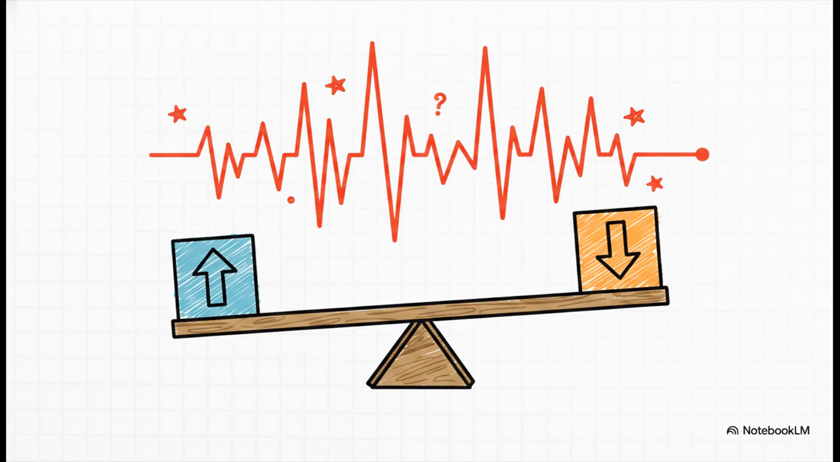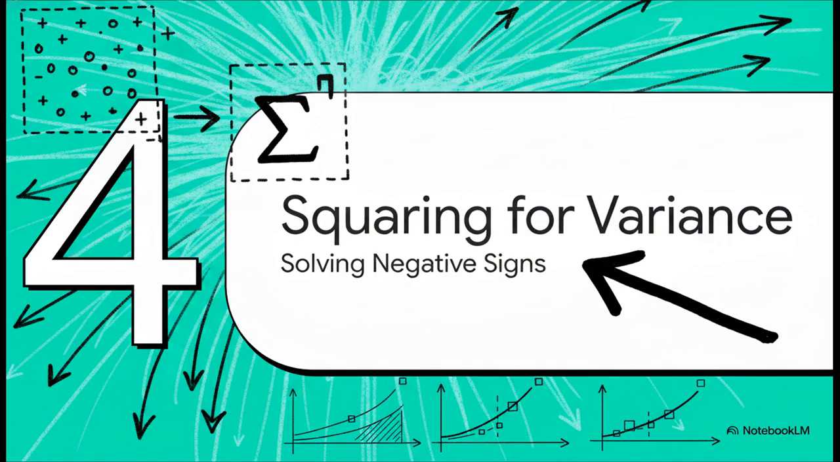The simple math completely fails us here by masking the very real clinical variability we know is present. Section 4. Squaring to find variance and solving that pesky negative sign issue.